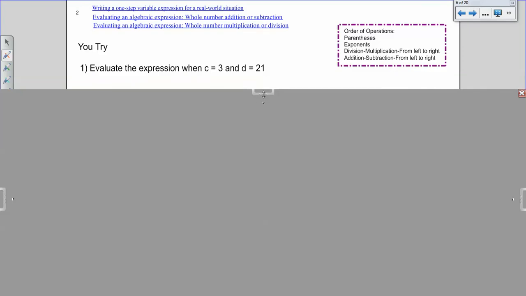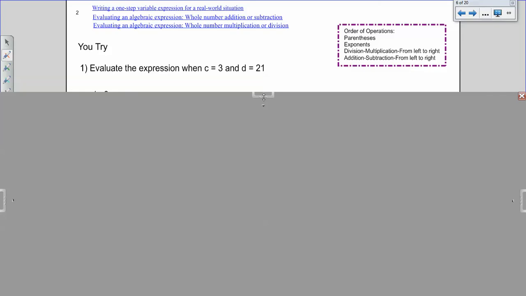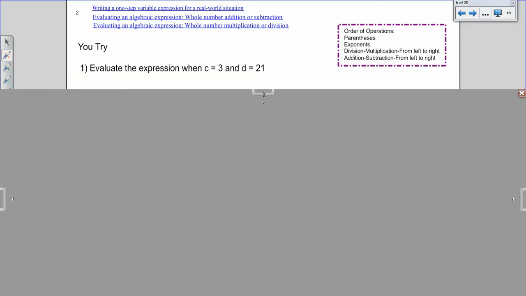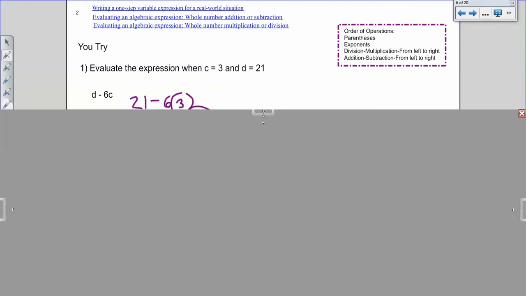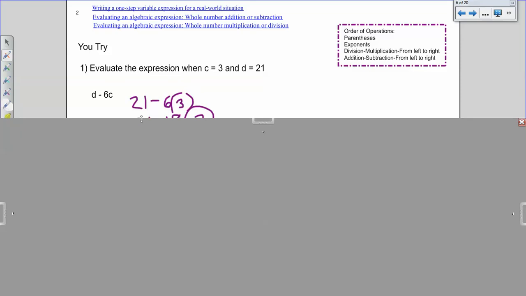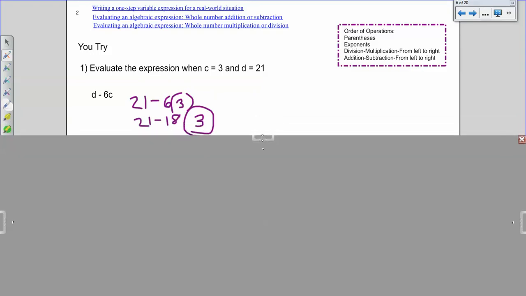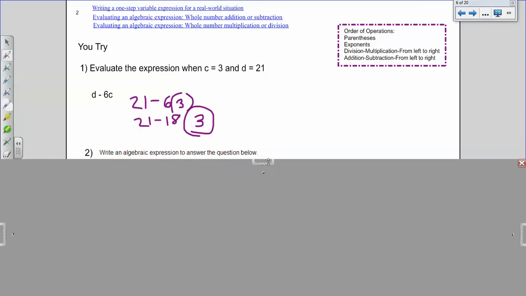All right, so let's see how we did with this you-try problem. This time we're going to have 2 variables, so I'm going to need to replace 2 numbers. I have d is 21 and c is 3. So when I write out my problem, I have 21 minus the product of 6 and 3. So I'm going to have 21 minus 18. 3 should be my final answer.